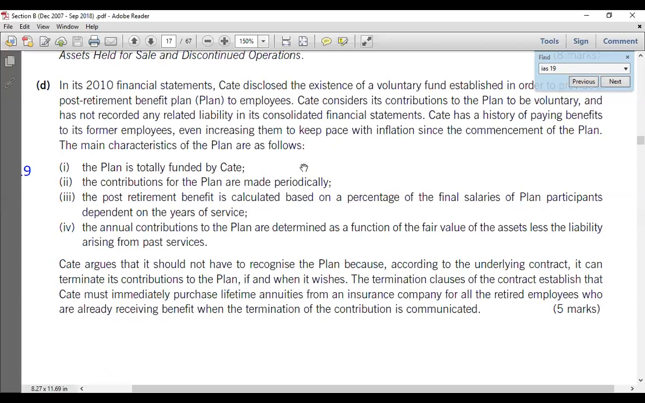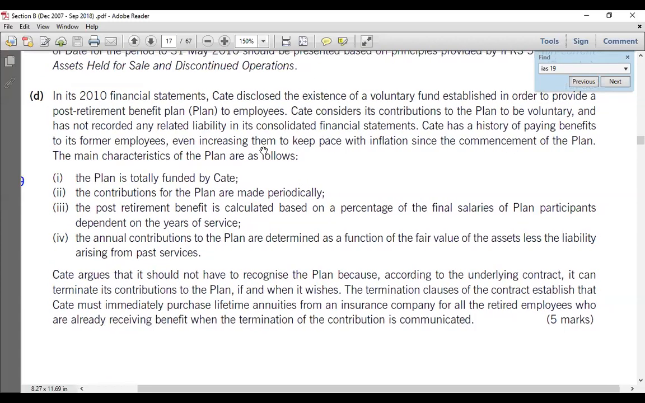Here we have a question by the name of Kate that we are starting to discuss. It's one of the past paper questions, and this was of 5 marks, where we had to identify the plan as being either a contribution or a benefit plan. It says that in its 2010 financial statements, Kate disclosed the existence of a voluntary fund established in order to provide a post-retirement plan to employees. Kate considers its contribution to the plan to be voluntary, and has not recorded any related liability in its consolidated financial statements.